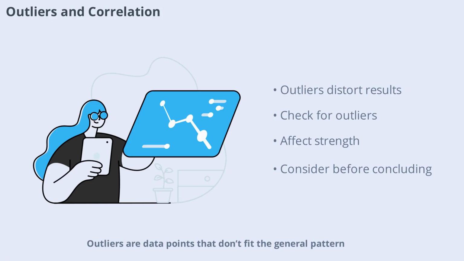Outliers are data points that don't fit the general pattern. They can have a big impact on correlation, sometimes making relationships look stronger or weaker than they really are. Always check for outliers in your data and consider how they might affect your results before drawing conclusions.